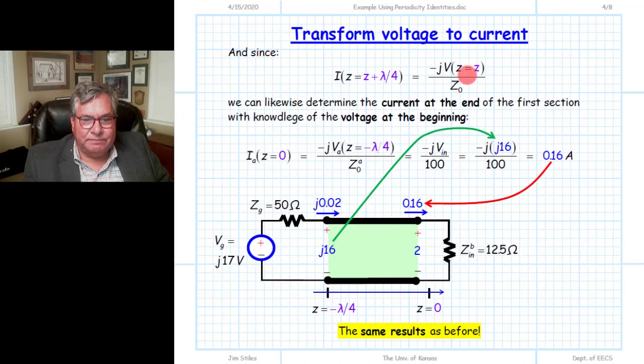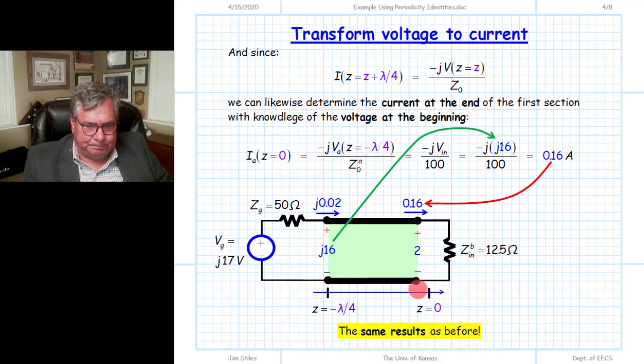Now, to determine the current at the other end of the transmission line, we can use this identity. So we start with the voltage at some point on the line, and we can determine the current at a point which is a quarter wavelength further down the line, in the direction of increasing z. If we take the voltage at this location, which we know to be j16, and we got that from our voltage division on our equivalent circuit, and then we move down the line a quarter wavelength, again we're starting at an index of minus lambda over 4. We add lambda over 4 to that, and we get a value for our index equal to 0.